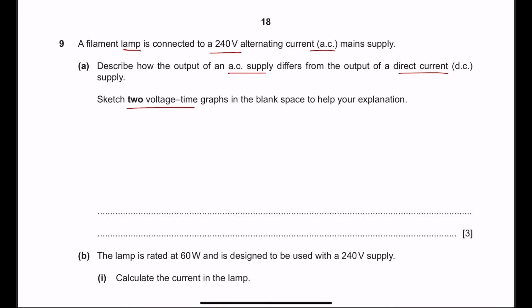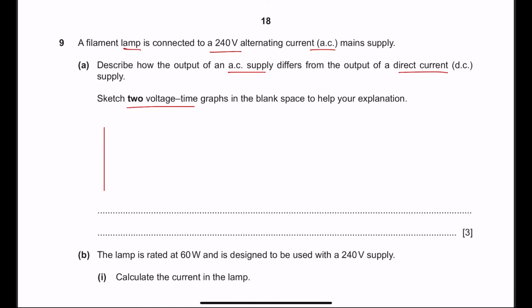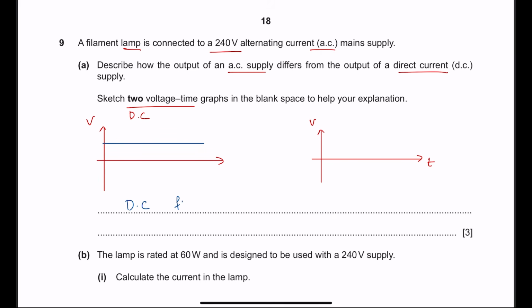In fact, drawing the graphs here is much easier than just describing what is going on. So we'll draw this graph for DC. On the y-axis we will have voltage, and on the x-axis we will have time. So time versus voltage. The graph for DC is just a simple straight line. Either it can be in the positive or it can be in the negative. So basically DC, or direct current, flows in one direction.